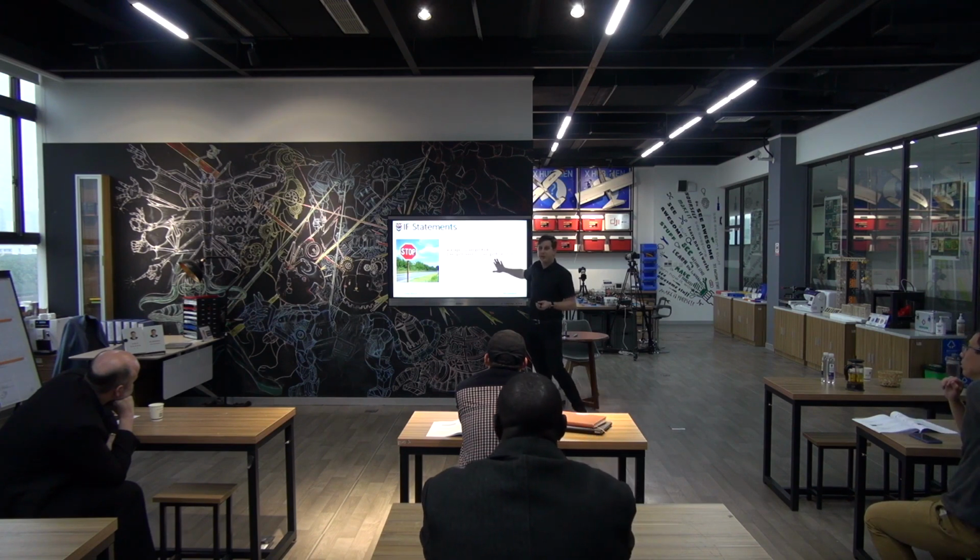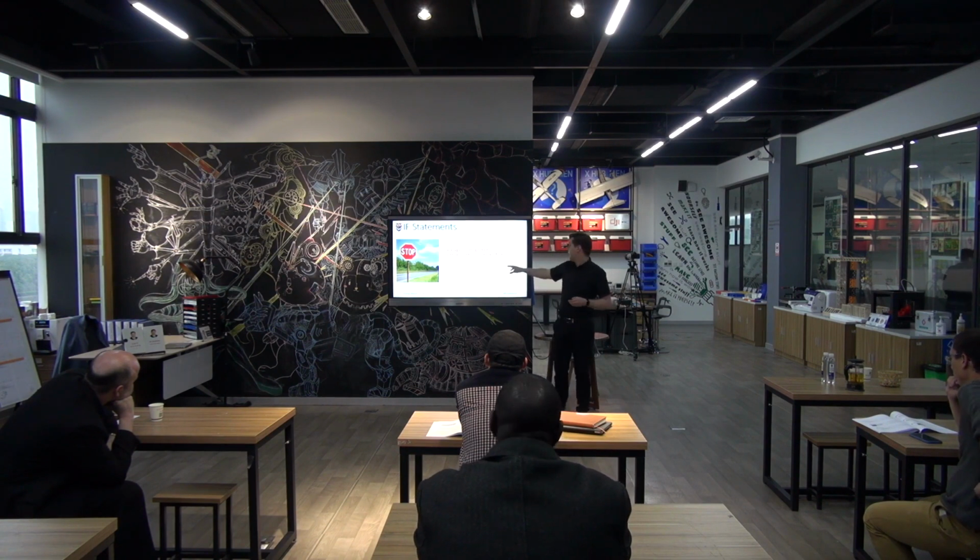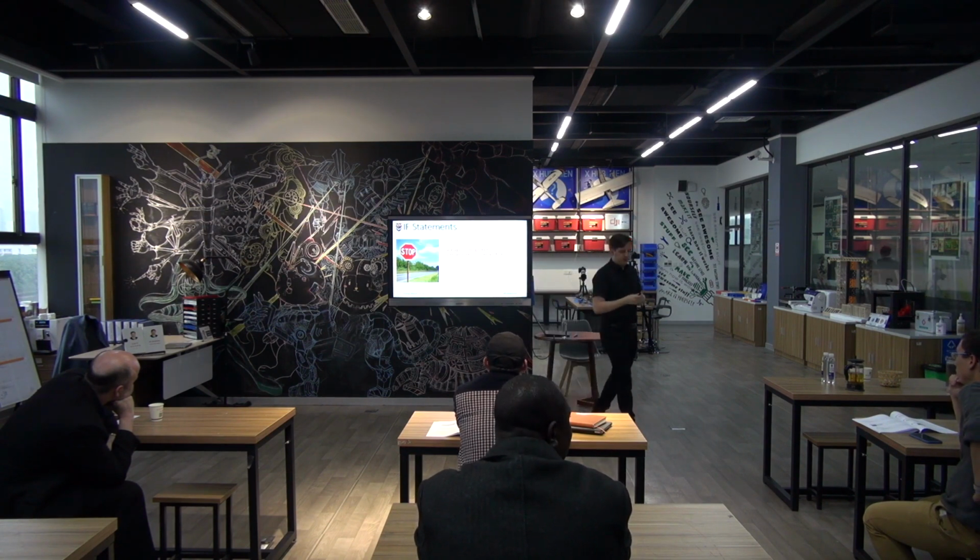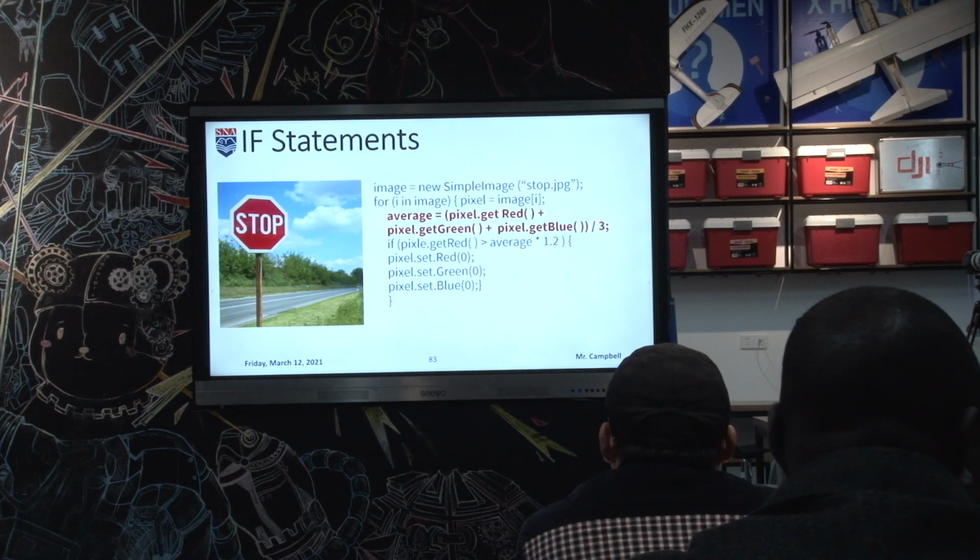I can try average, I can try average 1.5, and I can adjust this number until I get the threshold perfect to give me what I want. When I execute this command, I now have changed the color of just that stop sign and not the rest of the image.